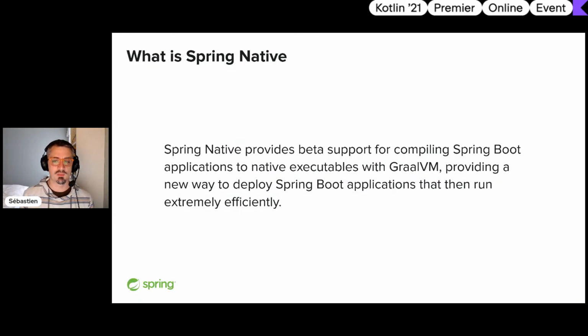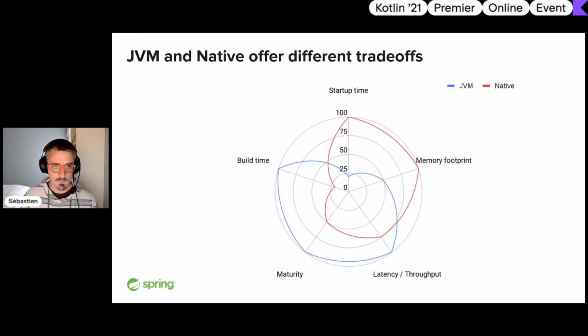Spring Native provides beta support for compiling Spring Boot applications to native executables with GraalVM, and it provides basically a new way to deploy your Spring Boot application. You are not going to deploy an executable jar or a container with the JVM and your Spring Boot application. You are deploying a native executable that then runs extremely efficiently.